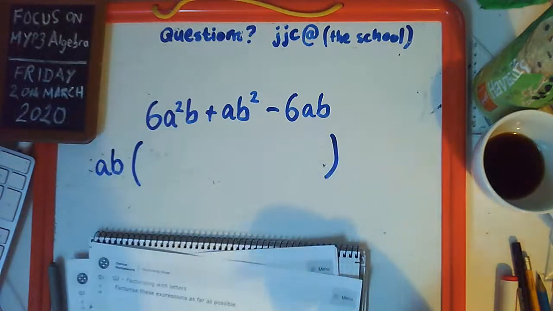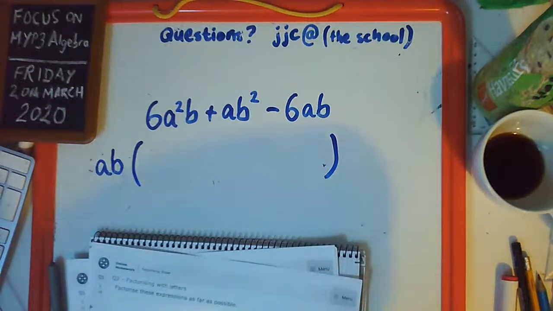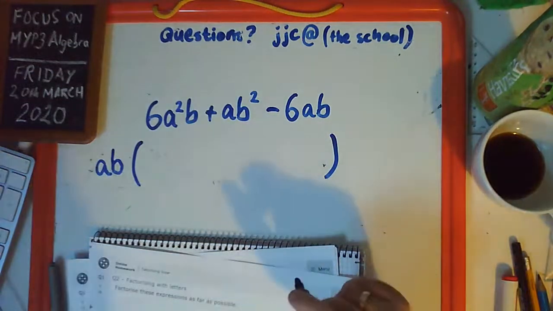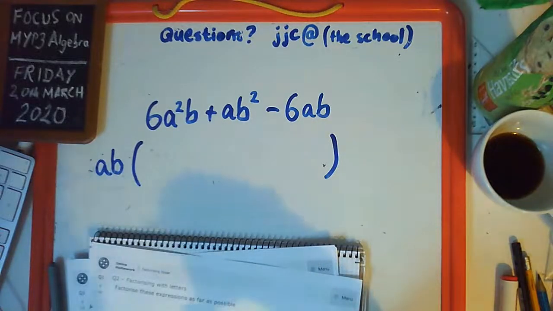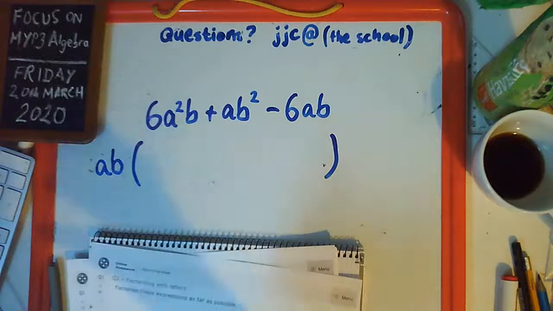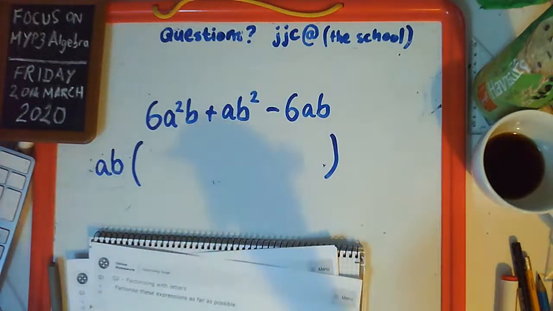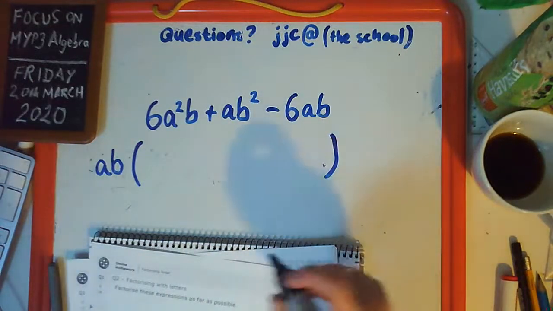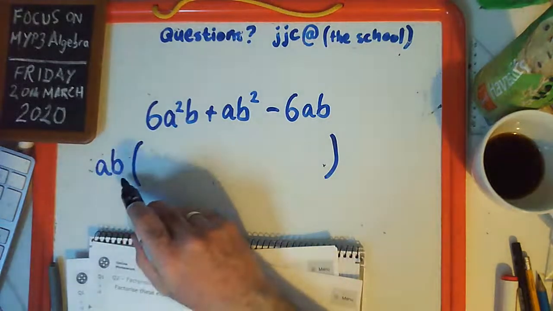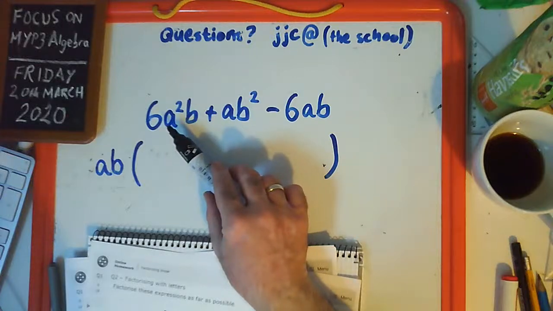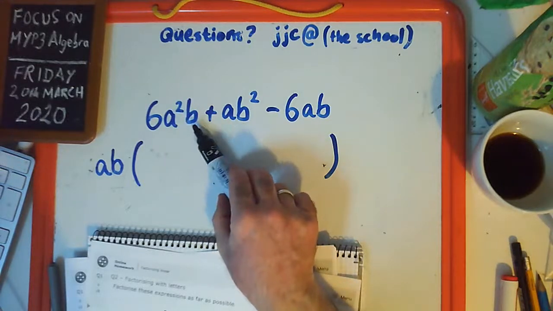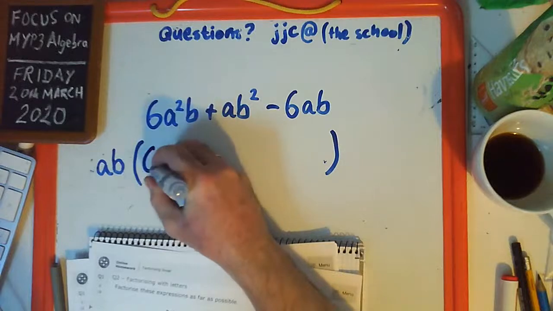So the objective when you're factorizing is to try and take as much outside the brackets as you can, because, well, it's a little bit abstract at the moment, but when you get to further algebra, you will find that having things factorized as far as possible can help you solve equations. Anyway, so AB times what inside the brackets will give me 6A squared B. Well, I need to get 6 somewhere, so I've got to put 6 there.